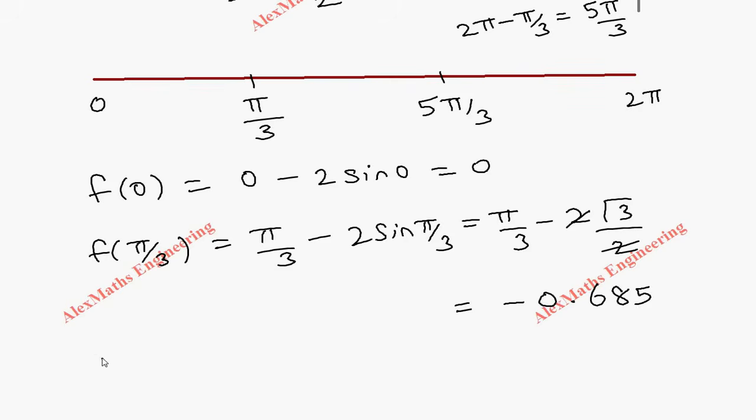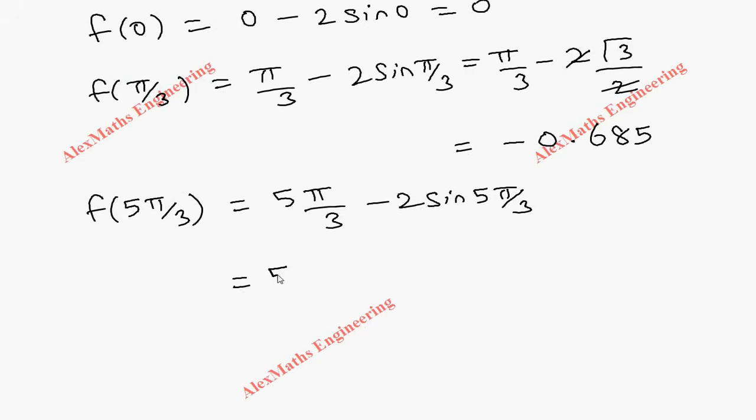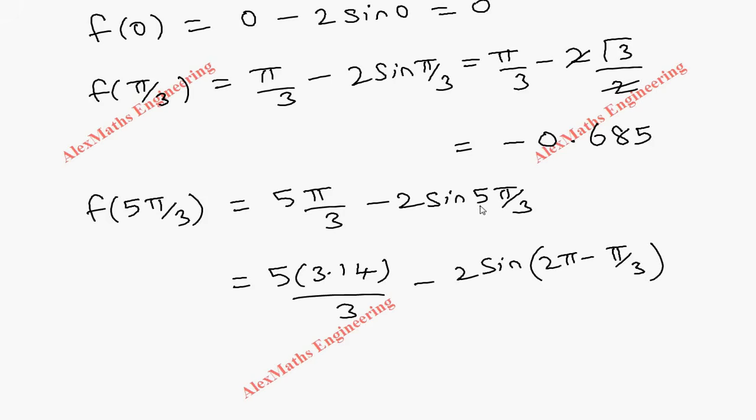0.685. Then f of 5 pi by 3 gives 5 pi by 3 minus 2 sin 5 pi by 3. For calculation purposes, we replace this as 3.14 divided by 3 minus 2 into sin. 5 pi by 3 can be written as 2 pi minus pi by 3, and we are going to apply the basic formula. Whenever there is sin of 2 pi minus theta, this will become sin theta, but it is in the fourth quadrant, so minus.